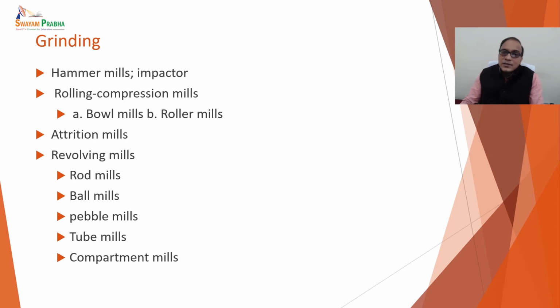The grinders may be hammer mills, which are basically impactors, rolling compression mills, ball mills, roller mills, attrition mills, and revolving mills. The revolving mills can be subclassified into rod mills, ball mills, pebble mills, tube mills, and compartment mills. So these were the grinding mills. You can say we have classified the grinding. Please learn about these mills.